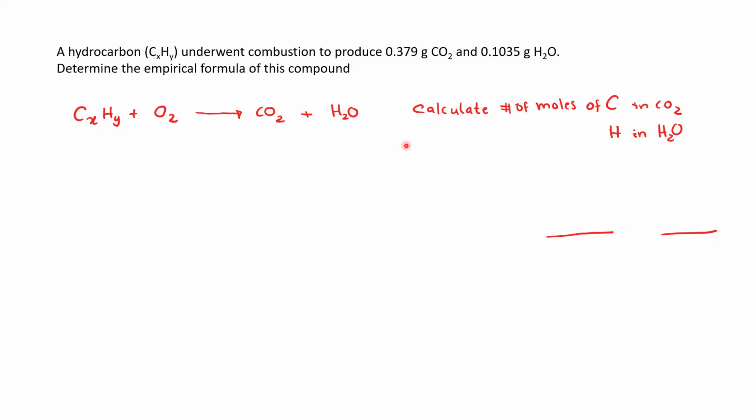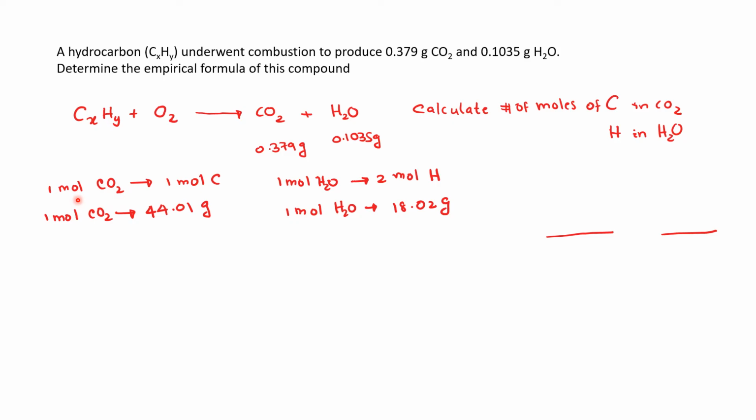So to find the empirical formula, we need to calculate the number of moles of carbon in carbon dioxide and the number of moles of hydrogen in water. The grams are given: it produced 0.37 grams of carbon dioxide and 0.1035 grams of water.